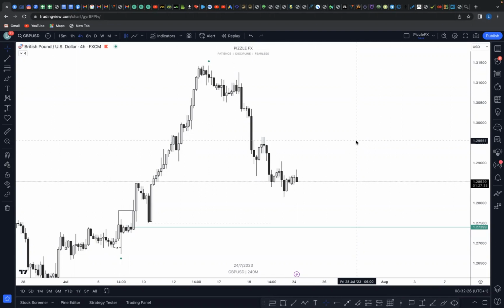So this is our weekly breakdown on GBP USD, XAU USD, and Euro USD. Starting with GBP USD, we can see clearly that we have our swing setup. We are waiting for price to get into our POI in order to target the external range liquidity.